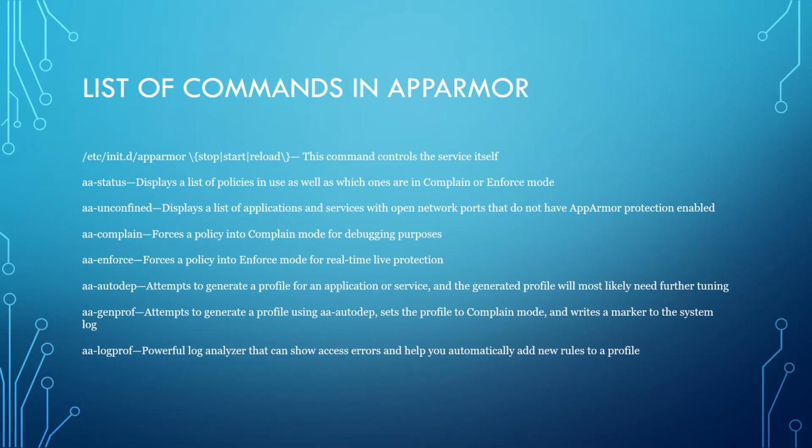Here's a list of commands that you could use. This command controls the service itself. This one displays a list of policies; you just type in status and it shows what's going on, how many profiles are in complain and enforce mode. And this one displays a list of applications and services with open network ports. Complain forces the policy into complain mode for debugging purposes, and enforce puts the policy in enforce mode for real-time live protection.